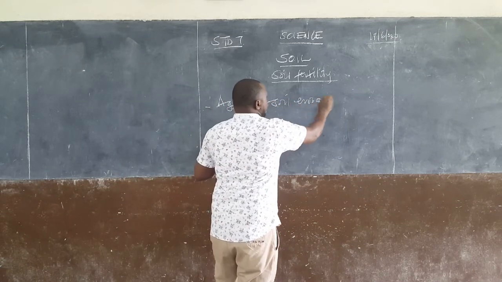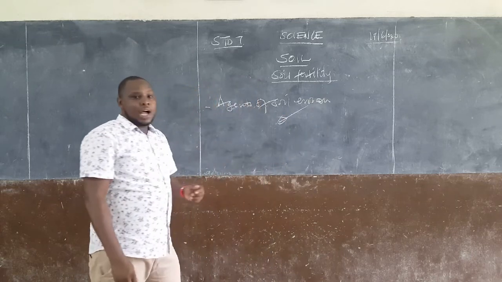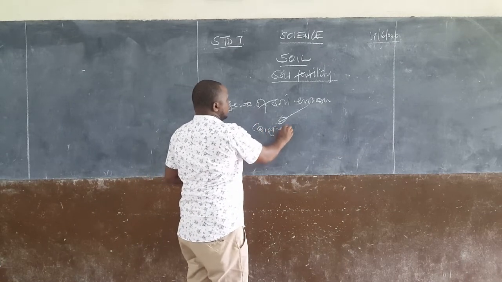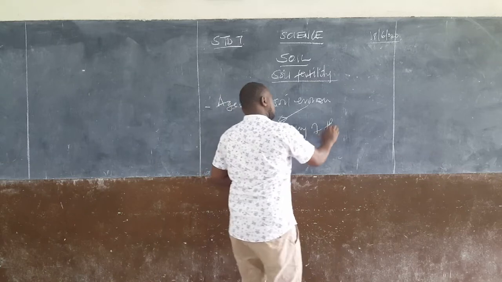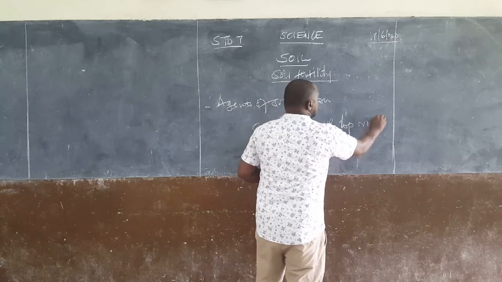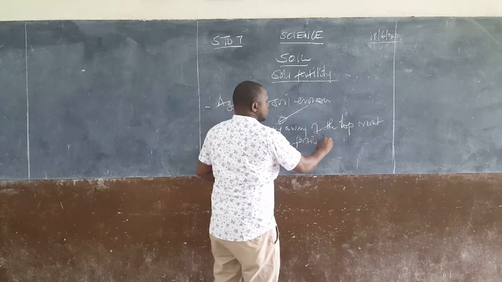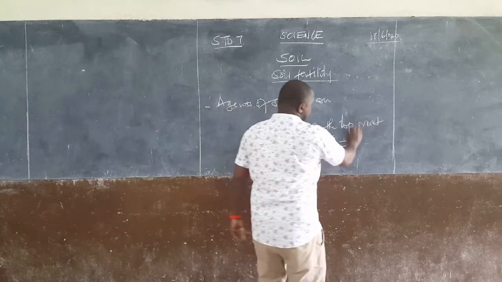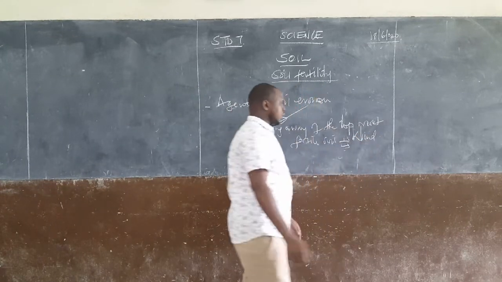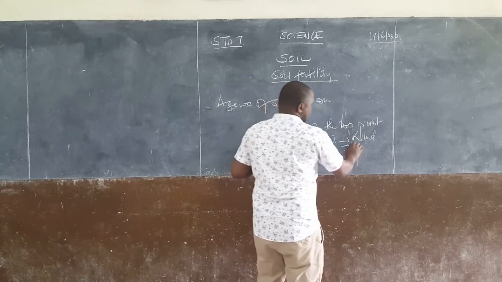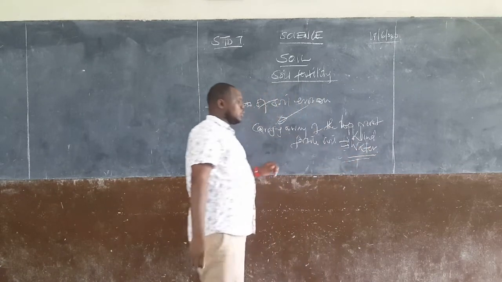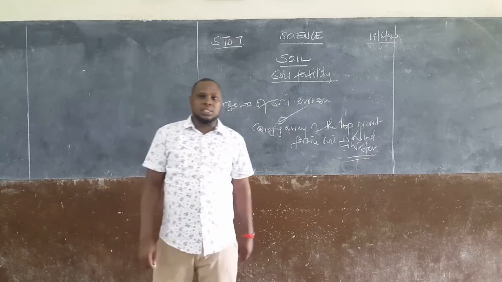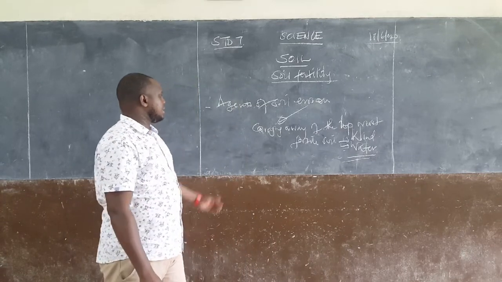Agents of soil erosion. We first defined what soil erosion is, and we said that soil erosion is the carrying away of the topmost fertile soil by agents. Here we discussed two agents of soil erosion. Number one, wind as an agent of soil erosion, and also water. We also discussed those factors that contribute to soil erosion, like human activities. Those are some of the things that we discussed in class 6.